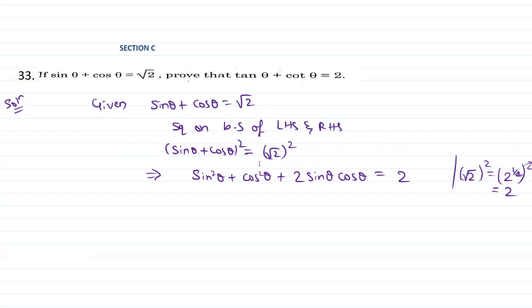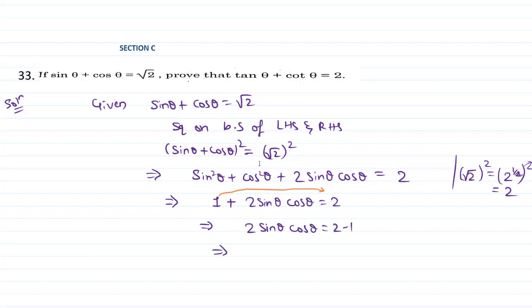In the next step, 1 plus 2 sin theta into cos theta is equal to 2. Transpose 1 to the RHS. This implies 2 sin theta into cos theta is equal to 2 minus 1, so 2 sin theta into cos theta is equal to 1. Now transpose 2 to the RHS. What we will get is sin theta into cos theta is equal to 1 by 2.